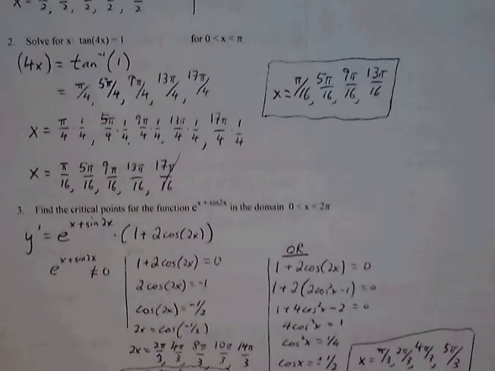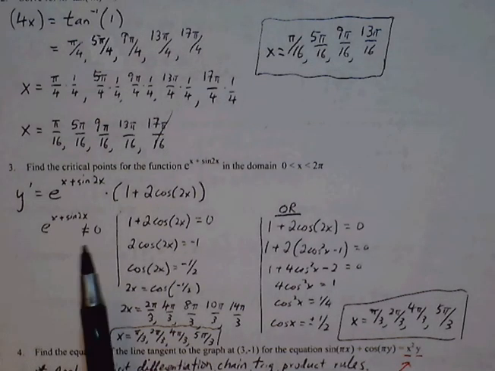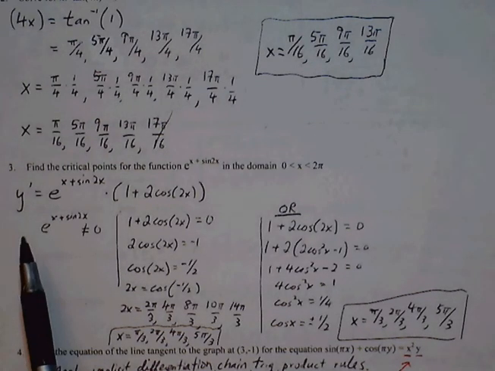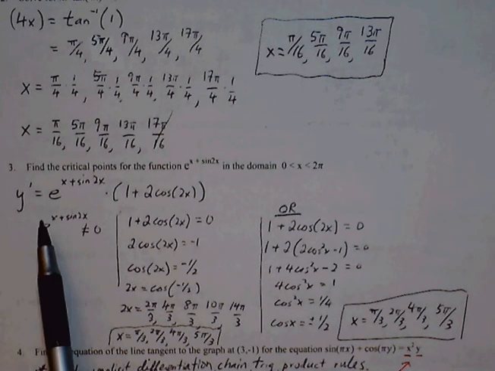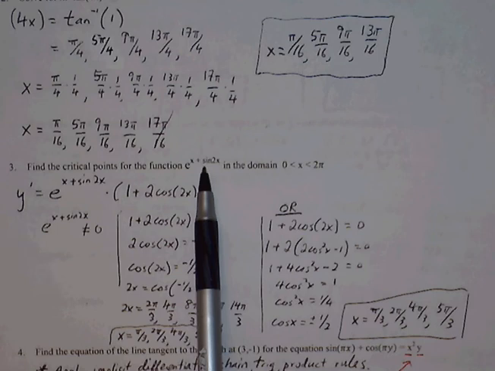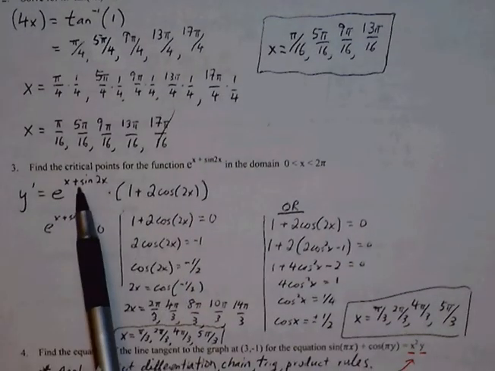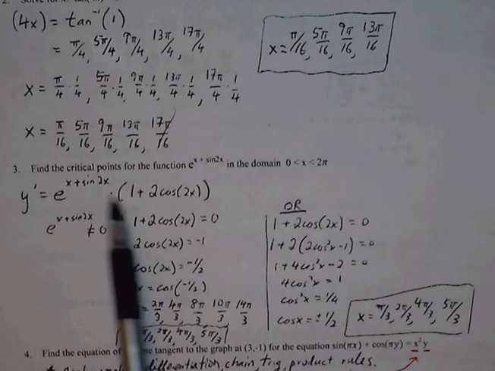Alright, number 3, find the critical points for our function e to the x plus sine of 2x in the domain between 0 and 2 pi. If we want to find critical points, we have to set our derivative equal to 0. To find our derivative, notice that this is in the form of e to the u, and the derivative for e to the u is e to the u times u prime. So e to the u times u prime, so x becomes 1.